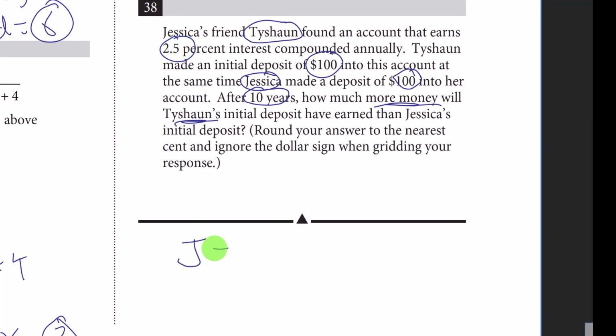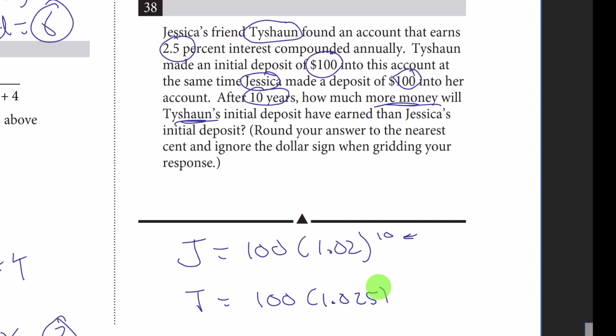So Jessica is going to be basically the 100 times 1.02 to the 10th power. And the reason why it's to the 10th power is that's going to happen 10 times. Tishan is going to be 100 times 1.025 to the 10th power. And the 10th power again means 10 years. So Jessica is going to get 121.899 after all this time. And Tishan is going to get 128.00 after all this time.